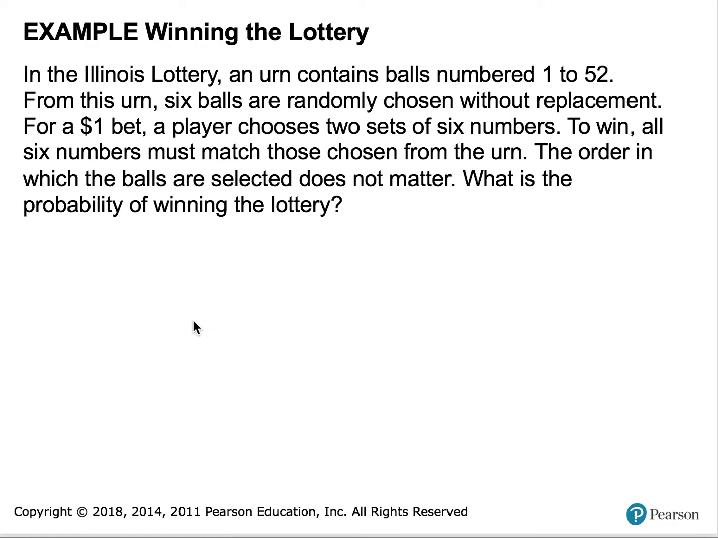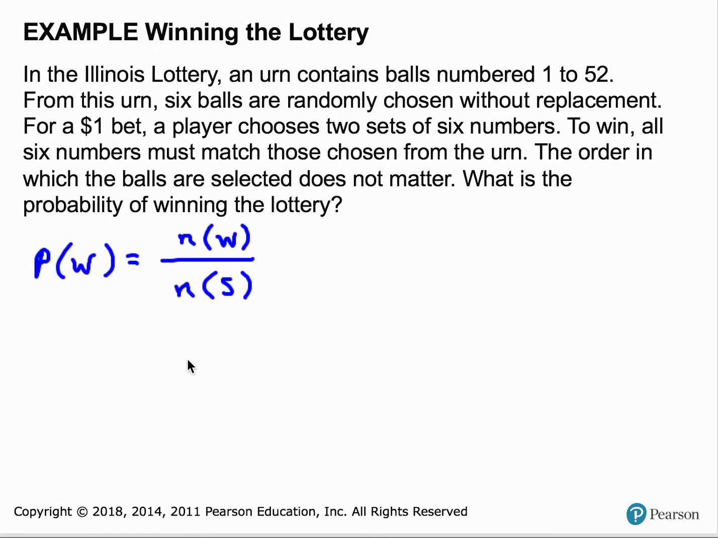Okay, so first of all, let me read this again, because why does it say 6 balls are randomly chosen? A player chooses 2 sets of 6 numbers. All right, so to win, let's count. Remember what our probability is. The probability of winning is the number of ways you can win over the number of ways in a sample.